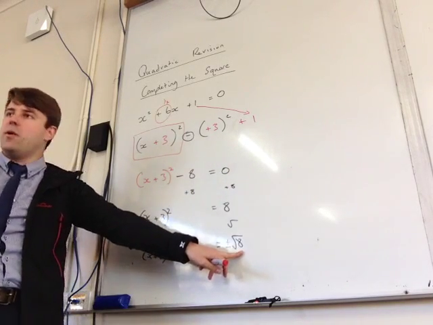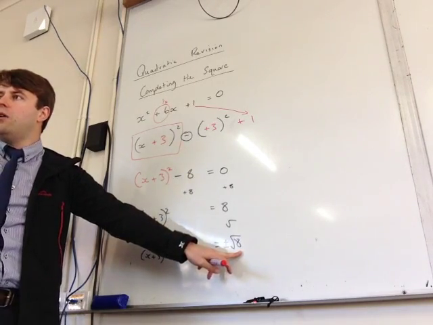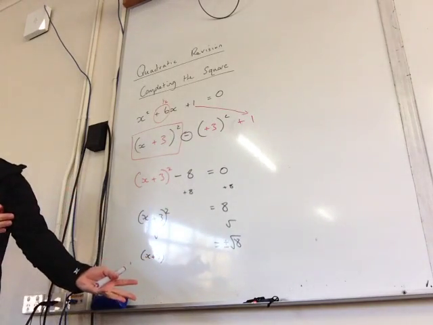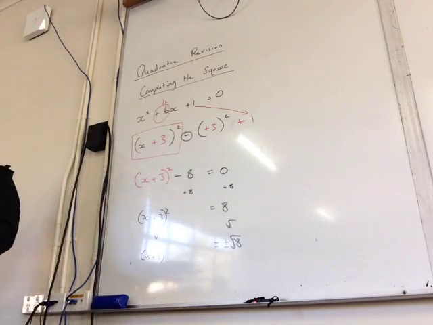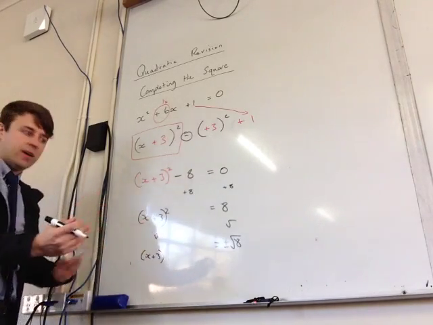Is that a perfect square? Is 8 a perfect square? No, so just leave it as a surd. Don't put it into your calculator and round it to 2dp. Just leave it as root 8, alright? It might not look nice, but that's fine.